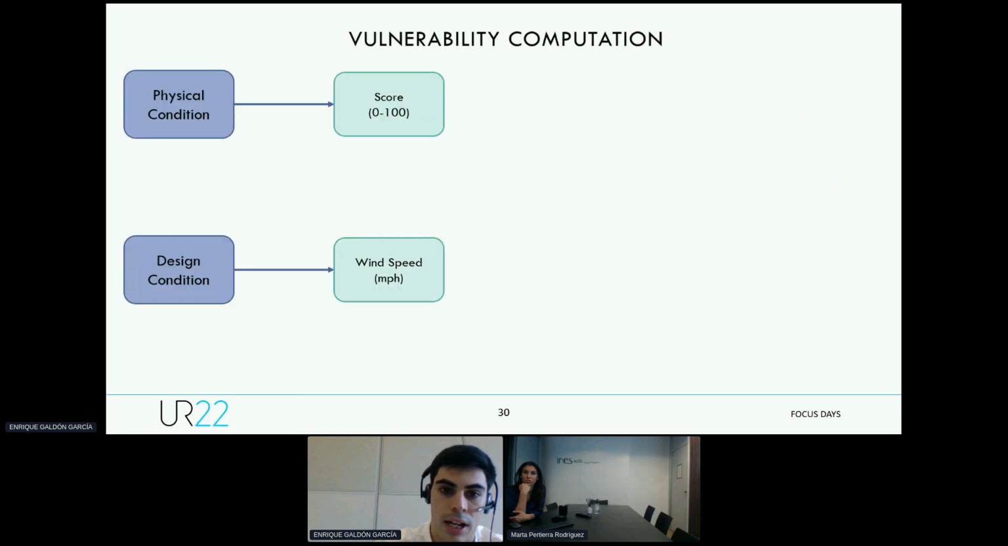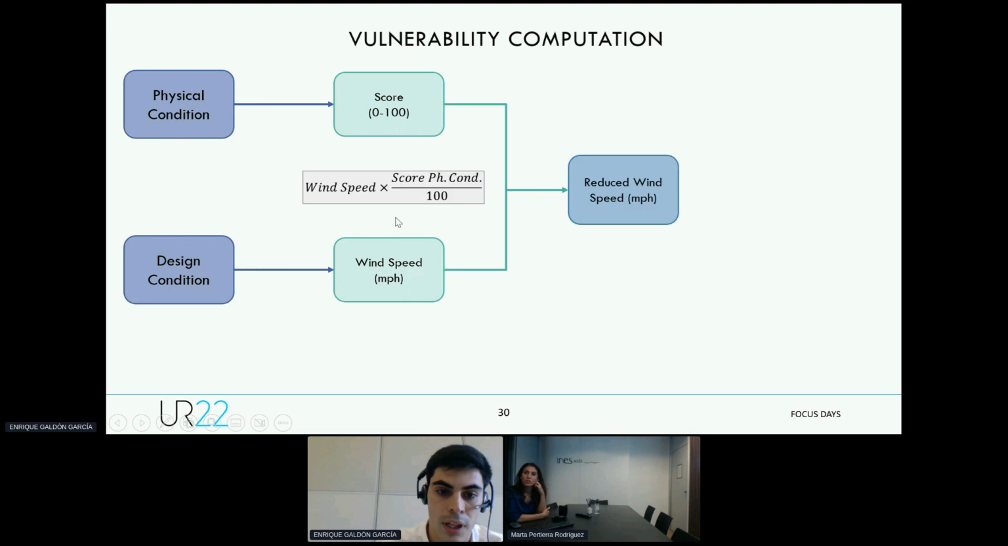Well, and now how we estimate the vulnerability. How we combine the physical condition and the design condition to estimate the vulnerability. Well, with the physical condition, we obtain a score between 0 and 100 of the conservation state of the building. And with the design condition, we obtain the wind speed that the building can withstand.